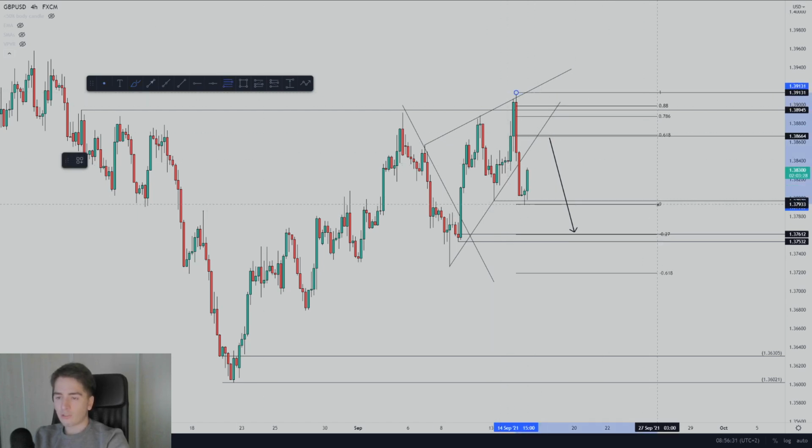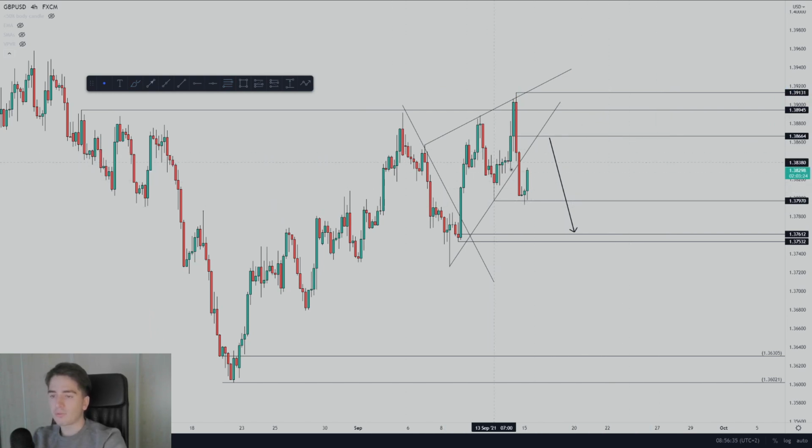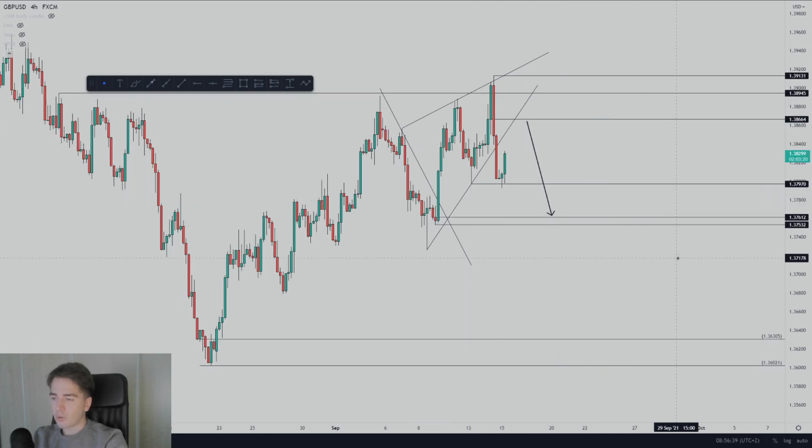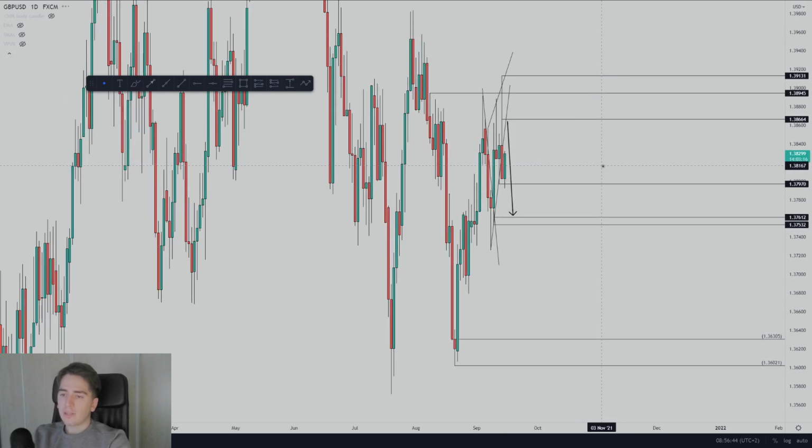Looking at the current market structure, that is also where the 618 is placed. So it would be nice for us to start pushing up in towards that high. After that, my target would be 1.37612. Quickly looking at the daily.